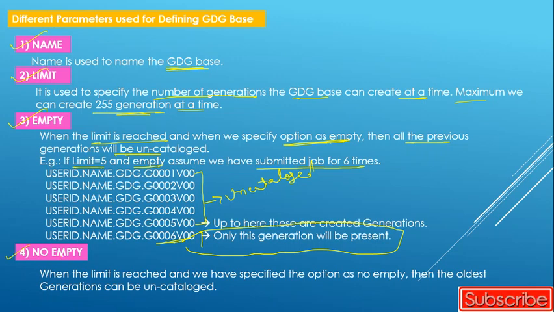And the fourth parameter is NOEMPTY. When the limit is reached and we specify the option as NOEMPTY, then the oldest generation will be uncataloged.